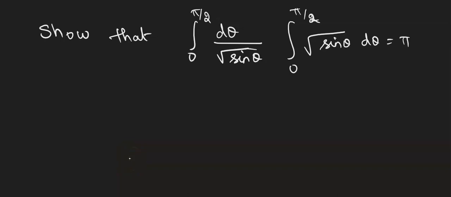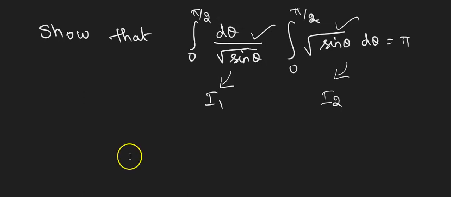Let us solve this problem in beta function. Show that integral 0 to pi by 2 d theta by root sin theta into integral 0 to pi by 2 root sin theta d theta is equal to pi. In the previous video we did one problem in gamma function. In the same way, I will take this as integral 1 and this as integral 2. Finally I will multiply these two to get the answer.